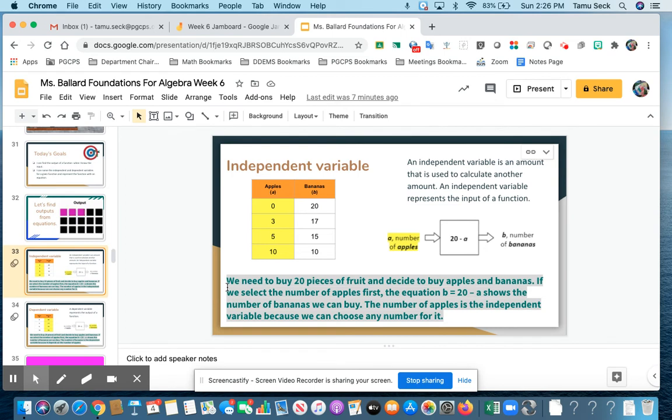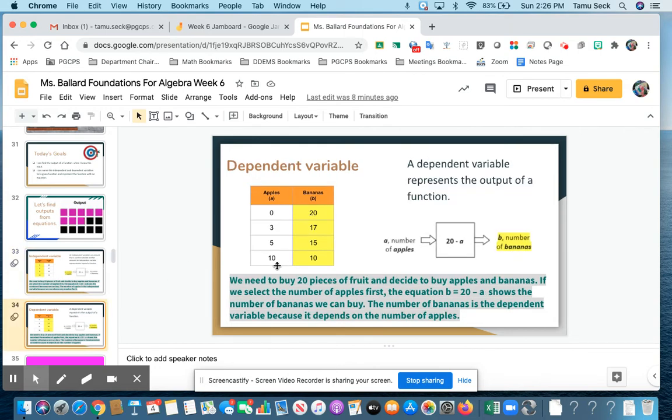We need to buy 20 pieces of fruit and decide to buy apples and bananas. We select the number of apples first. The equation B equals 20 minus A shows the number of bananas we can buy. The number of apples is the independent variable because we can choose any number of it.